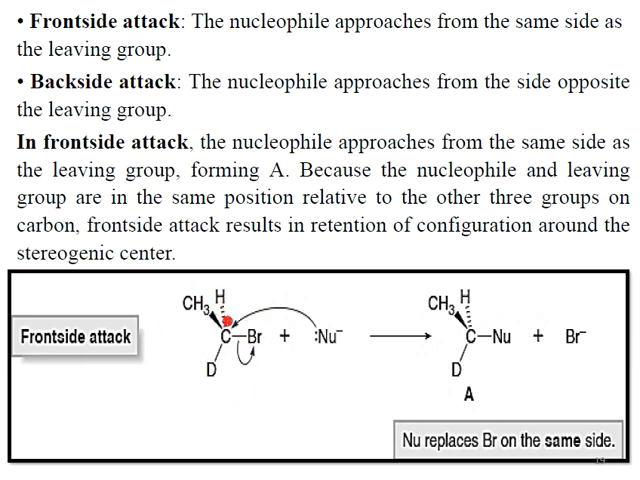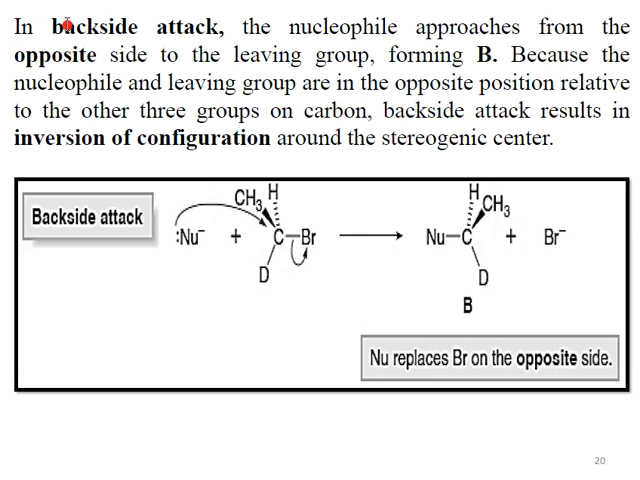Look, the hydrogen is in the back side, the CH3 is here near you, and the deuterium is down. It will remain the same, so the configuration will be the same. In the attack from the back side, the nucleophile approaches from the side opposite to the leaving group. The leaving group is here on the right side, and the nucleophile will come from the back, forming compound B.